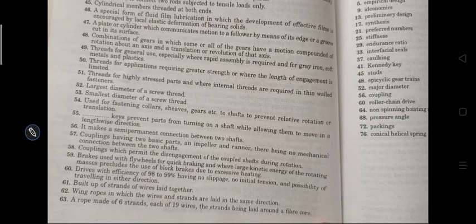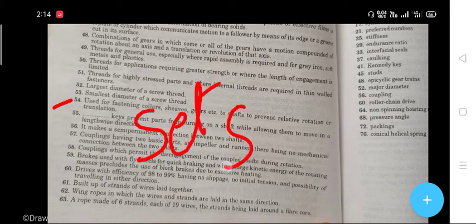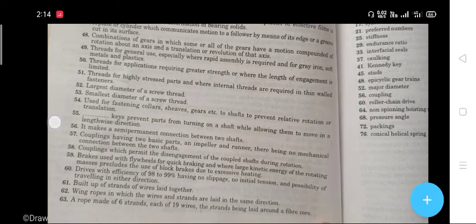Next question 54 is that used for fastening collars, sheaves, gears etc. to shaft to prevent relative rotation or translation. Right answer is set screws. Next question, question number 55.